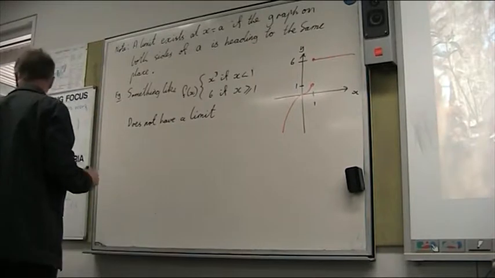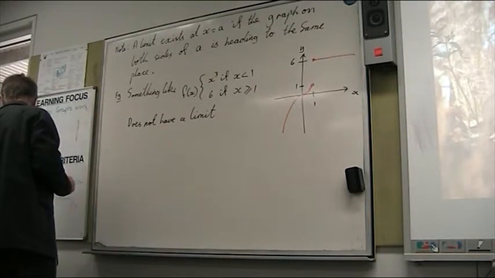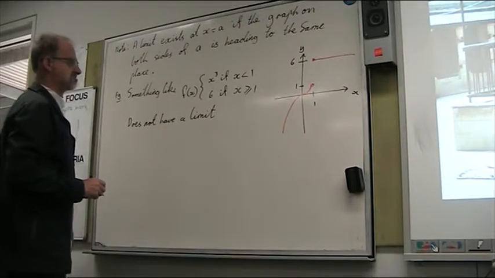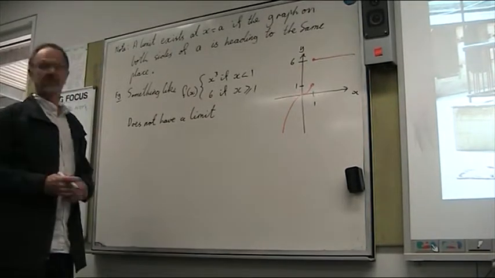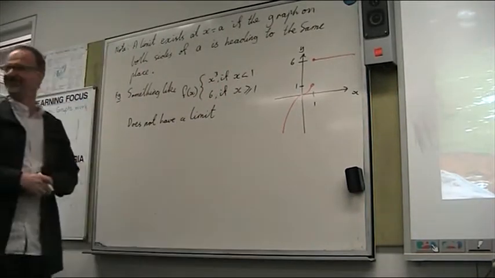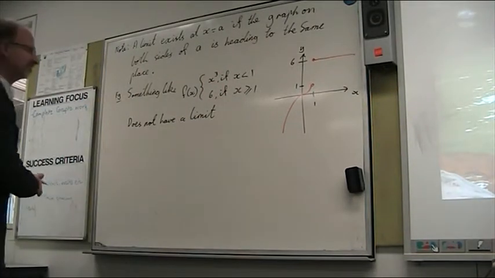Alright, so it doesn't have a limit. Should there be a closing bracket after the x cubed if x equals... No. Or should there be another squiggly line on the other side? There should be a comma. That's what it should be.